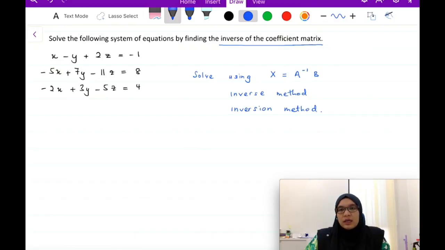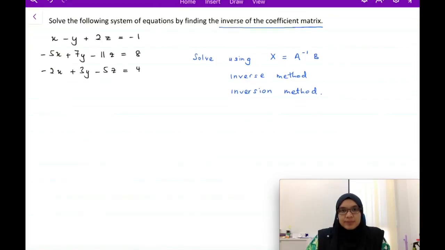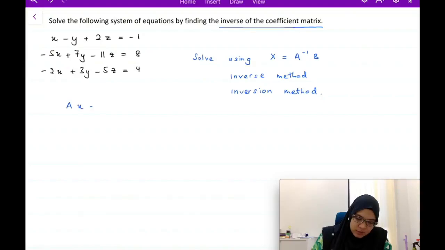Either way, when we want to use the inverse method, we first need to find the inverse of the coefficient matrix. To start the calculation, we first write the system of equations in the form Ax equals B. So we have to identify the coefficient matrix A, the column vector of variables x, and the column vector of constants B.